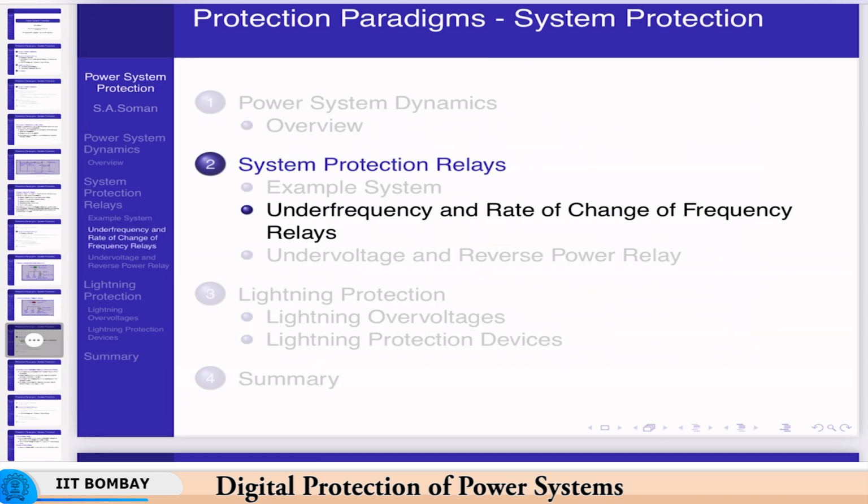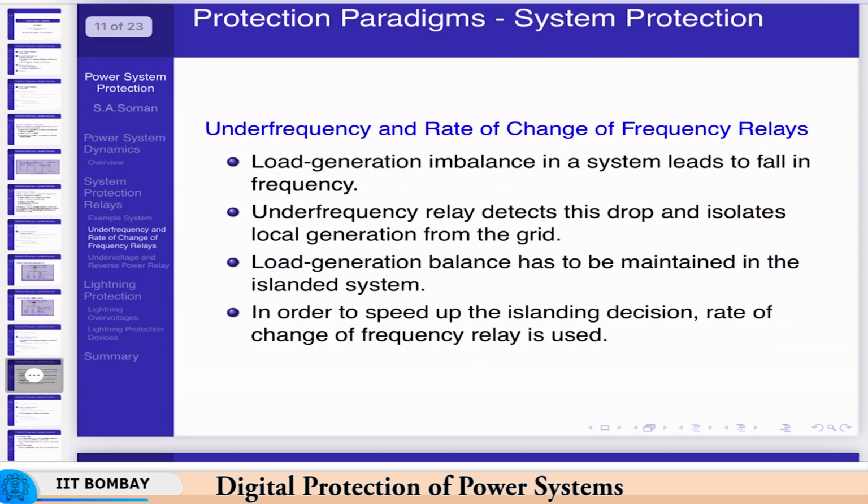We discussed under frequency and rate of change of frequency relays because frequency is a lag measure, so you need some warning in advance, which can be provided by rate of change of frequency relays. We discussed this. This speeds up the islanding decision or the isolation decision. You have information available in advance, and the load generation balance can be maintained in such a case. So that is why this kind of protection is used.